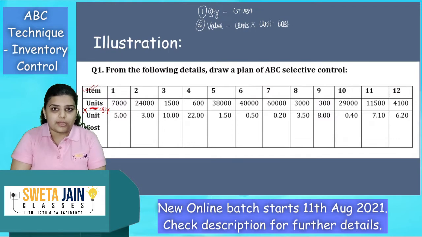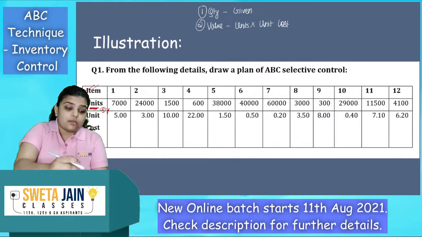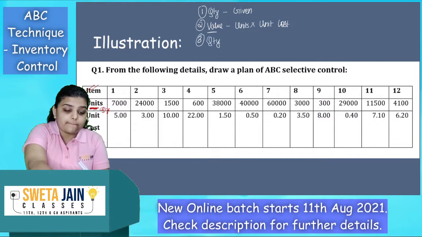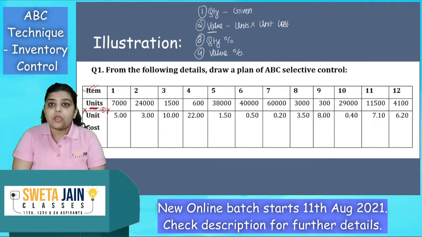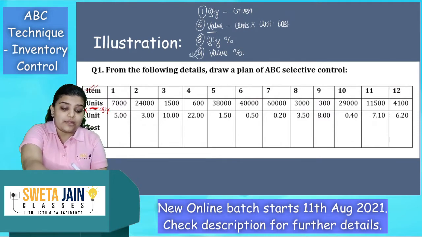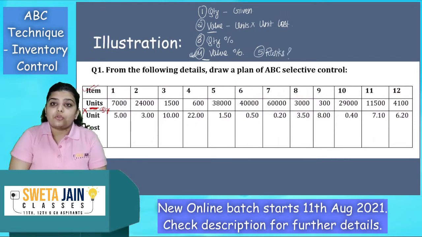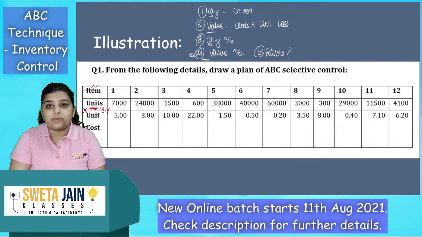So first we are going to do a working in which we are going to calculate the value, and then we are going to calculate the quantity percentage and the value percentage. Why do we need them? Because our categorization is on the basis of percentage. We need to find out 70%, 20% and 10%, both for the value and the quantity. And accordingly, on the basis of value, since our main focus will be on value, I am going to find out the ranks. So this is how I am going to solve a question on ABC analysis.